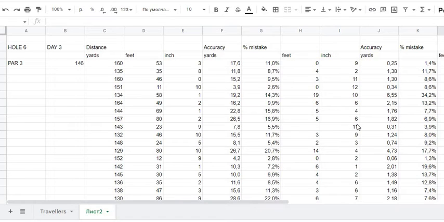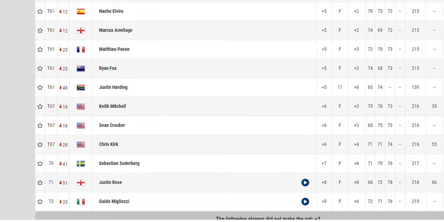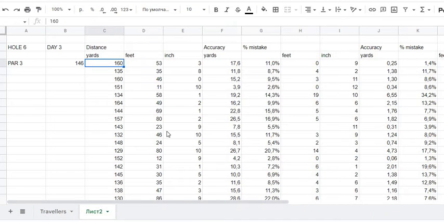And I'm taking the results of not all, but 50 golfers who have made the cut. We can see that it's hole 6, day 3, par 3. The tee distance is 146. The actual distance of the shot is 160 for one of the golfers. It seems that the last one who made the cut was Guido Migliozzi, and all the other golfers, not all, but just 50 of them, I have analyzed.